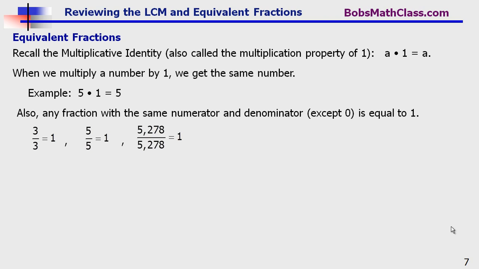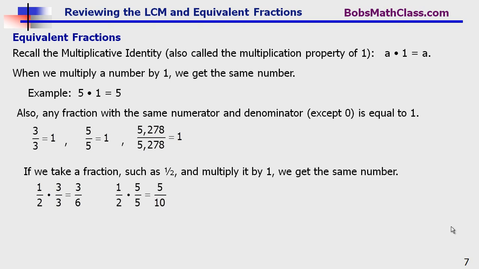Now remember that any fraction with the same numerator and denominator, except for 0, is equal to 1. So 0 over 0, in a previous video we said that that was called indeterminate. But any other number over itself is equal to 1. 3 over 3 is 1. 5 over 5 is 1. 5,278 over 5,278 is 1.